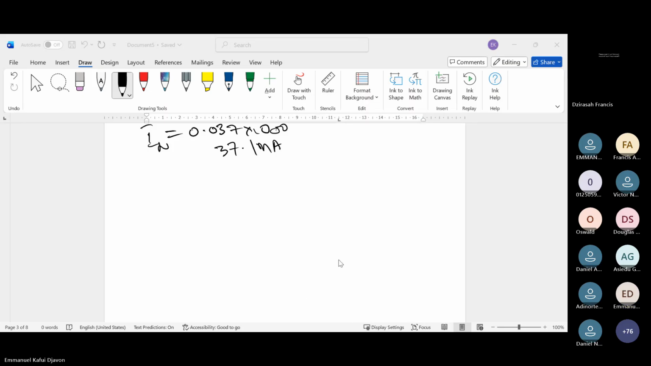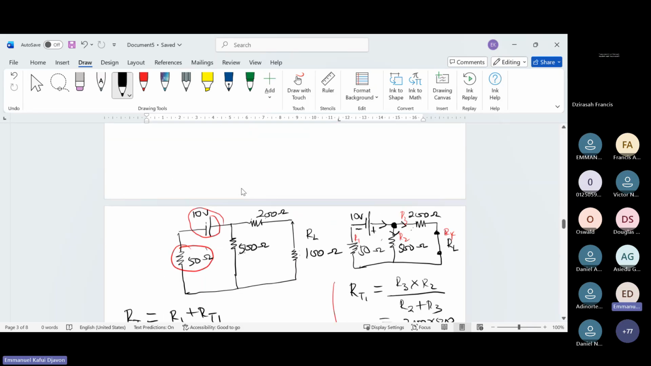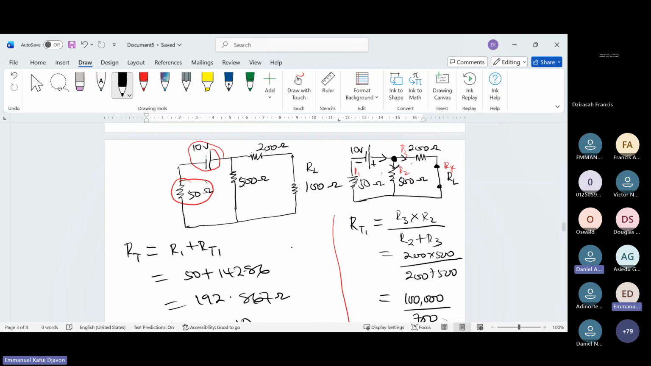Even when we consider this circuit independently, you will agree with me that the 500 ohms and the 50 ohms are in parallel. Am I right? If you consider this circuit independently, the 500 ohms and the 50 ohms are in parallel, and both of them, when these two are in parallel, will be in series with this. Now, why am I going that route?